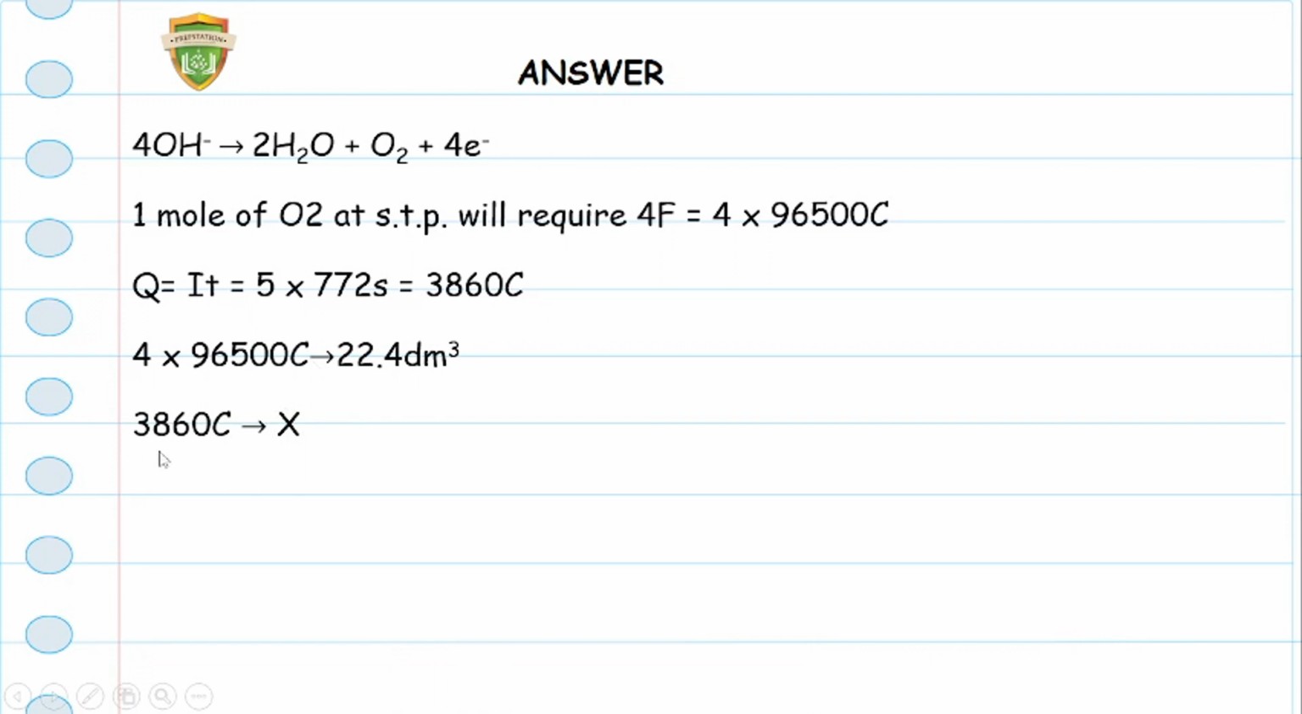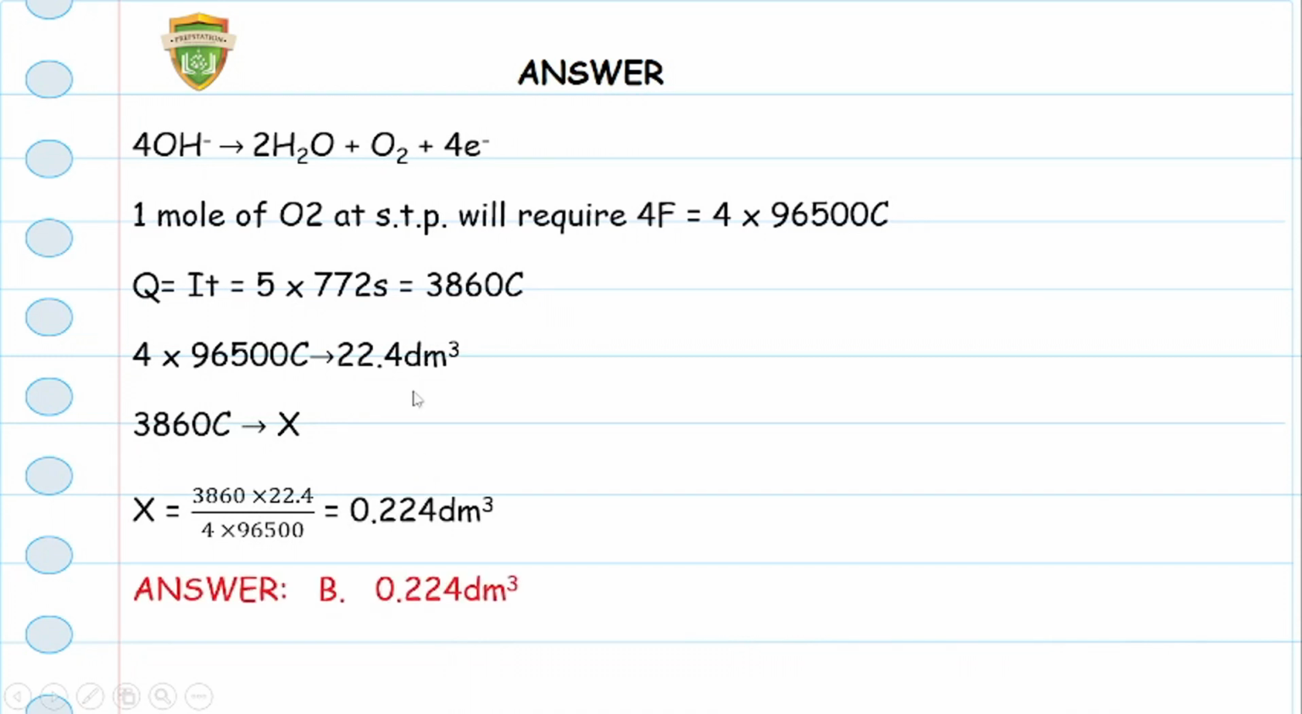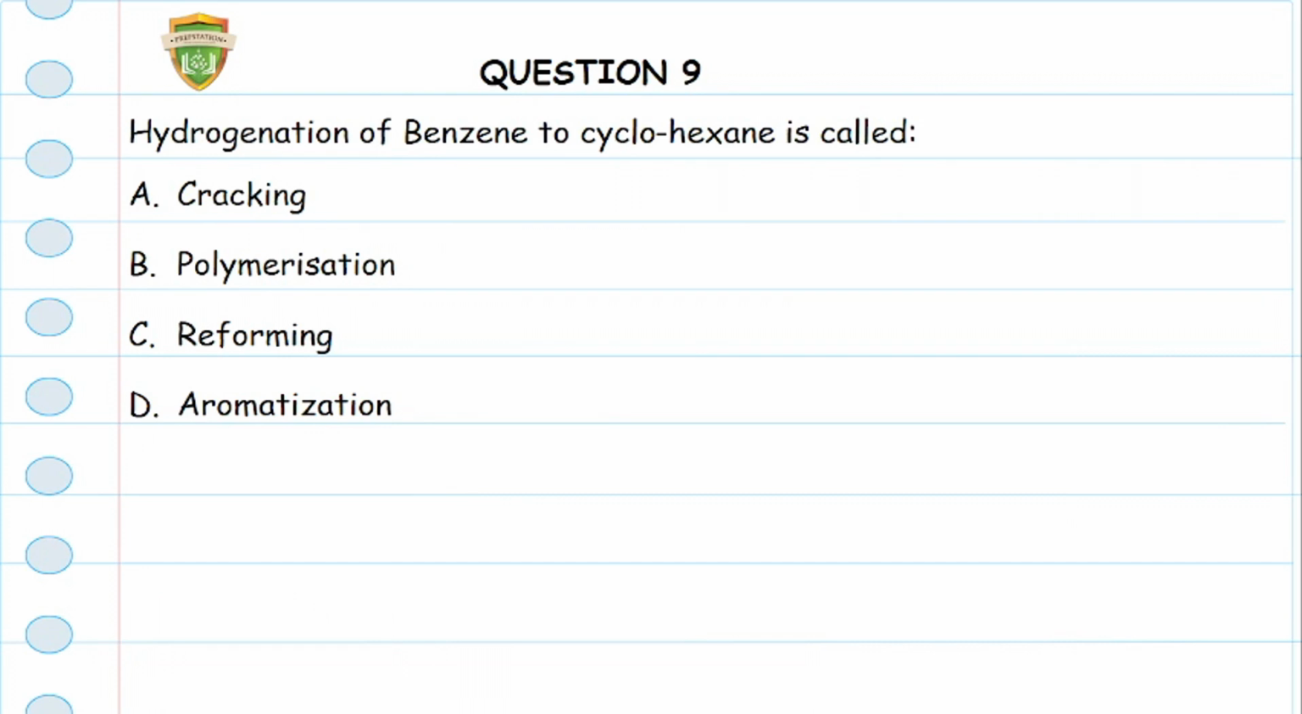So we don't know what it is. So 3,860 coulombs will be what? X. And so you cross multiply, make X the subject of the formula, and then you solve, and the answer becomes 0.224 dm cube, decimeter cube, and that is option B.